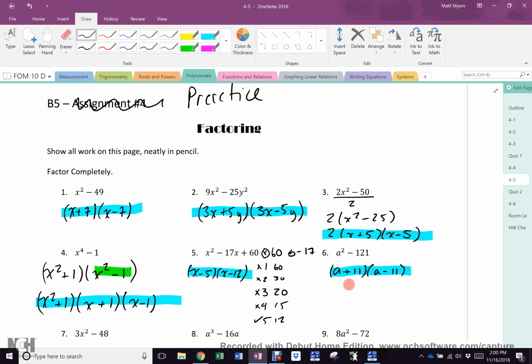Why did you choose -5 times -12? Because -5 minus 12 is -17, and -5 times -12 is +60. That's why I couldn't use 3 and 20. 3 and 20 will get me to 17, but it won't get me positive 60. It would have to have been 20 minus 3, which would have gotten me -60.